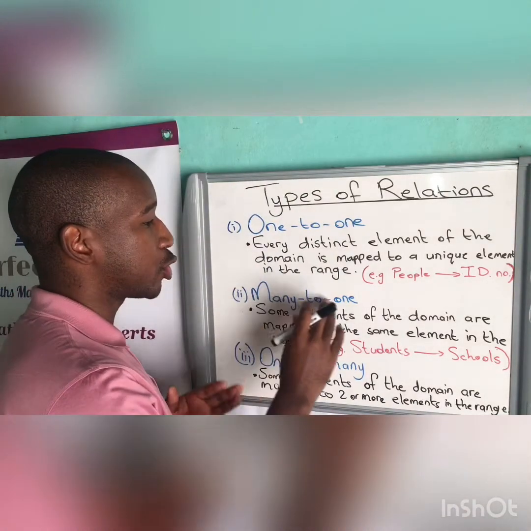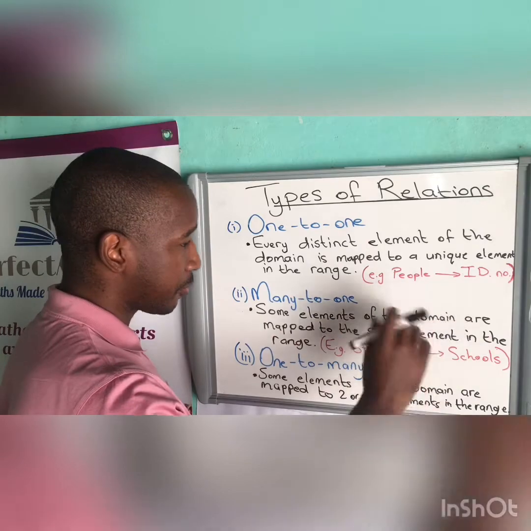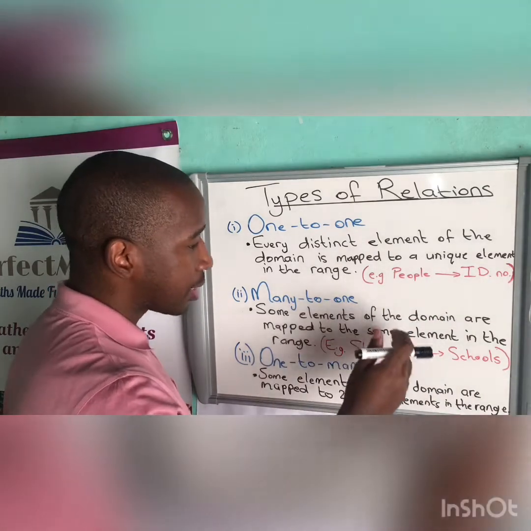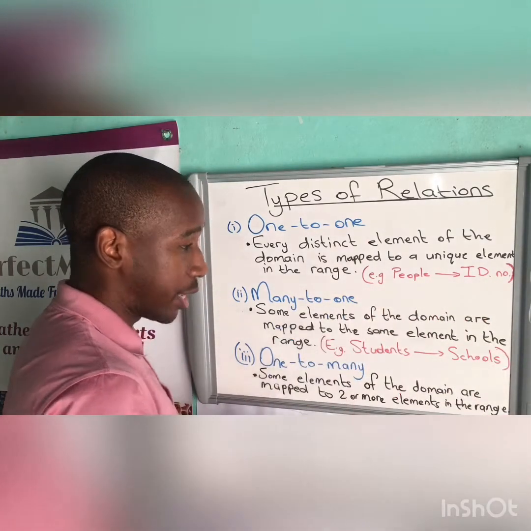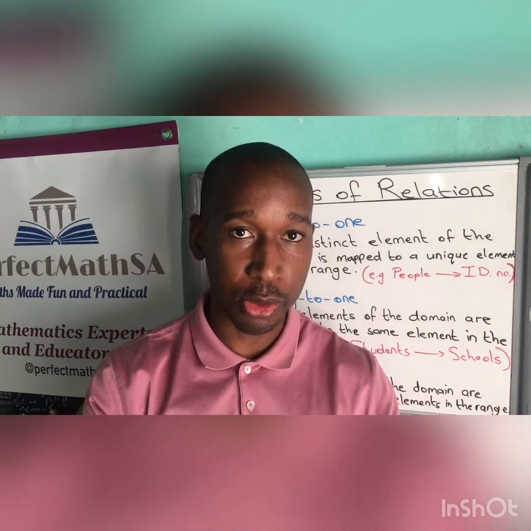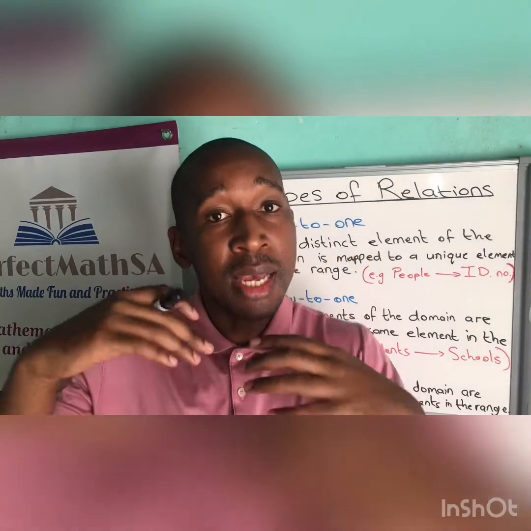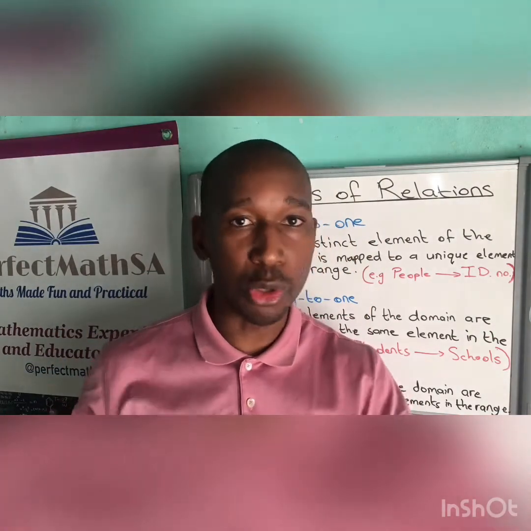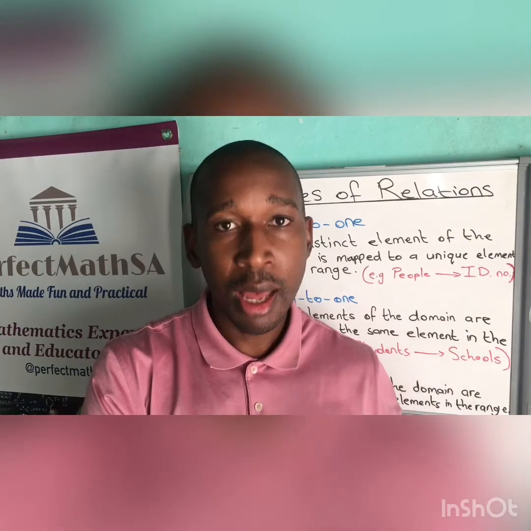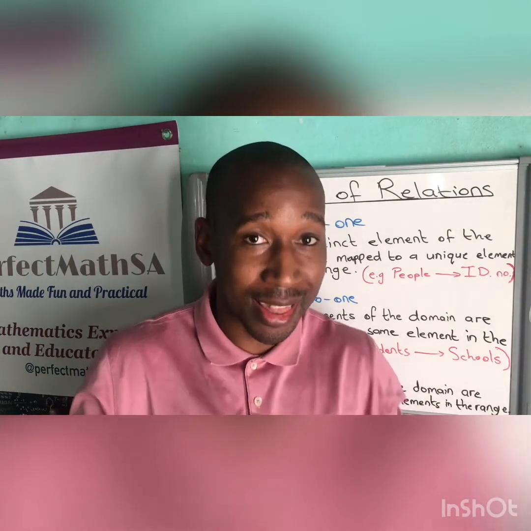Next is the many-to-one case. Some elements here are mapped from the domain to the same element in the range. Take, for example, the set of all students registered in high school and the set of all high schools. Now, some students will go to the same high school, but we cannot have one student going to two different high schools at the same time.